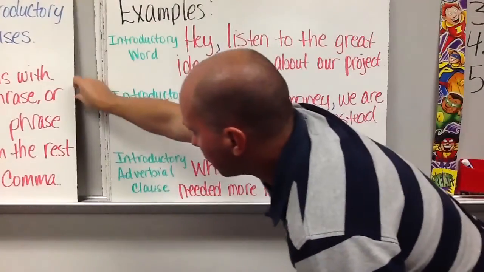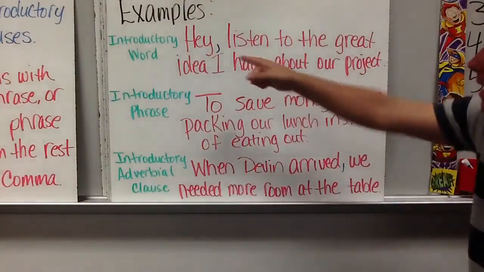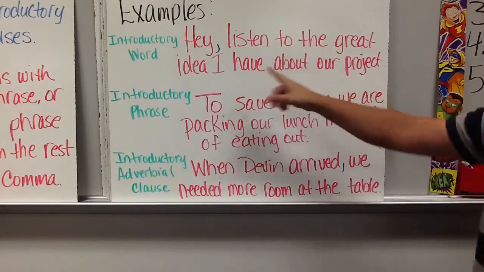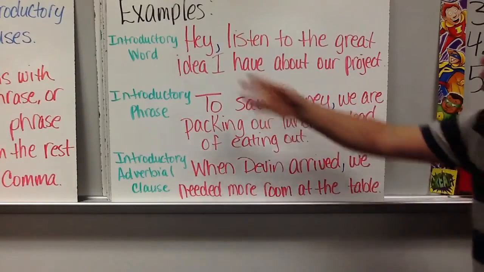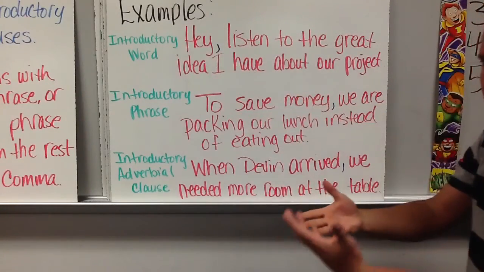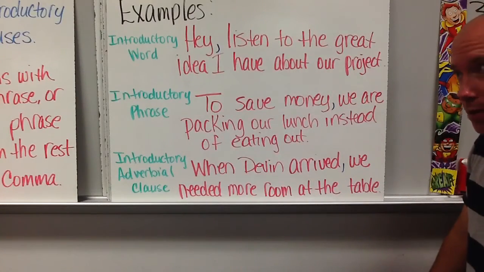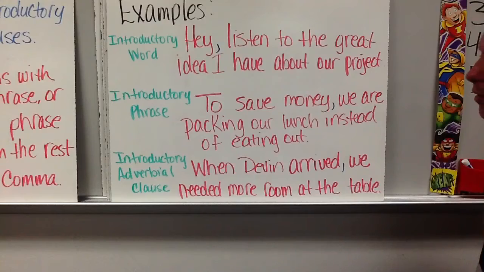So here's some examples of what we mean by that. Hey, listen to the great idea I have about our project. Now, it would still be a sentence if I just said, listen to the great idea I have about our project, and the word hey is just kind of an introductory word. It kind of grabs your attention. So it's not required information for the sentence, and so it's set apart with a comma.